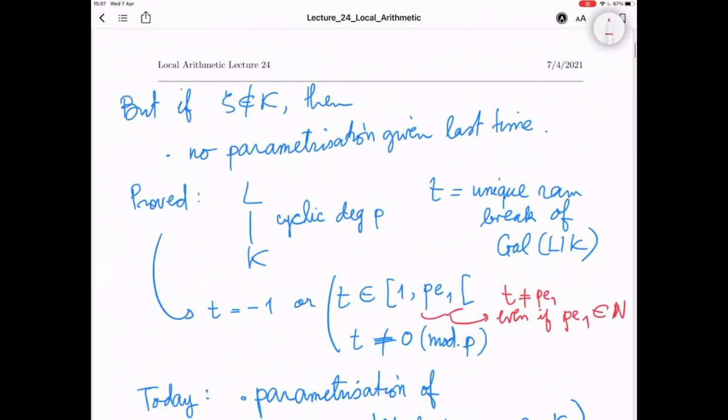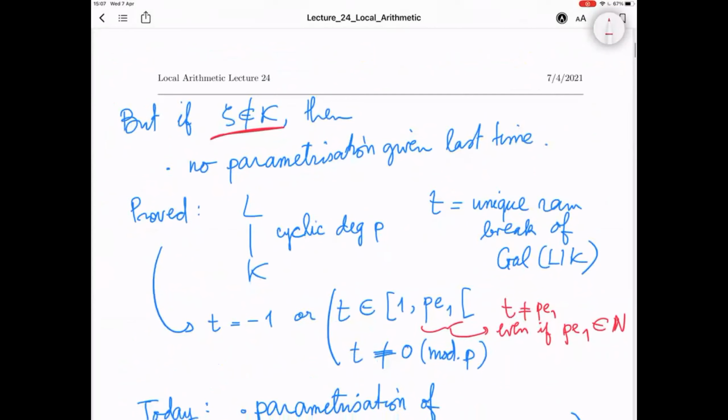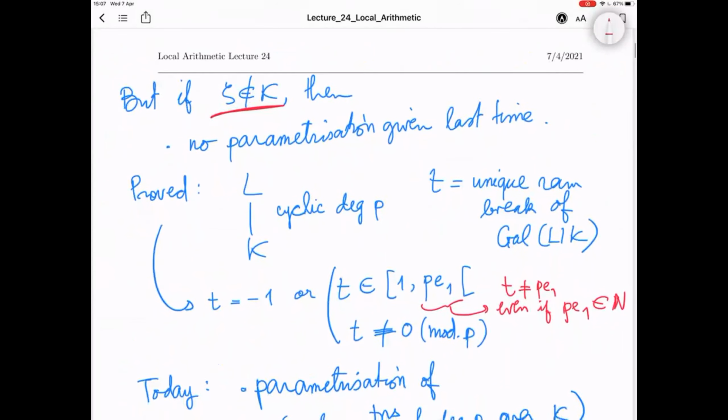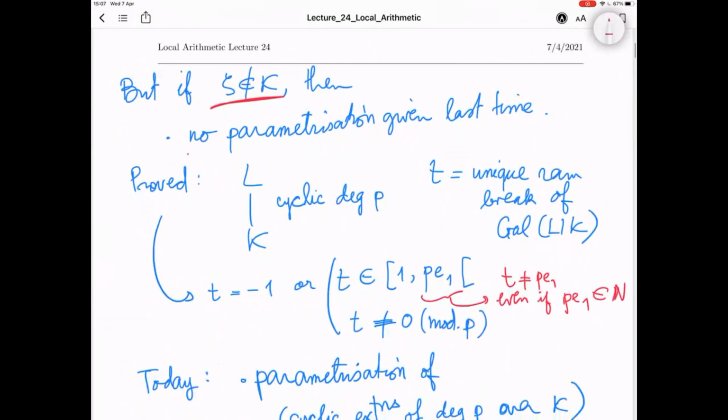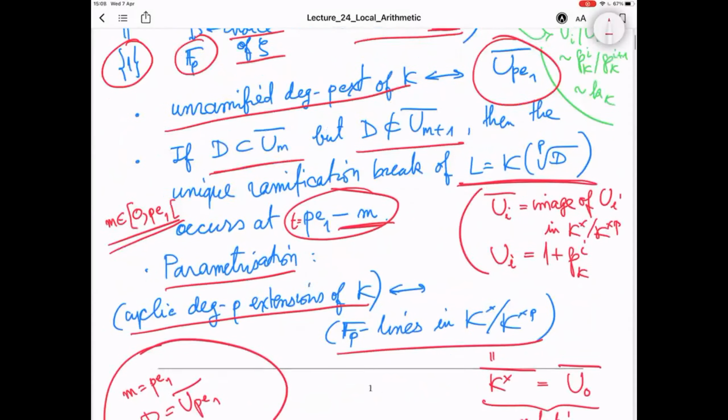Now, what happens if this primitive pth root of unity zeta is not in K? We didn't give any parameterization of the cyclic extensions of degree P. And in fact, we don't even know whether there are any cyclic extensions of degree P in this case or not. In this case, we can compute the dimensions of these things, right?